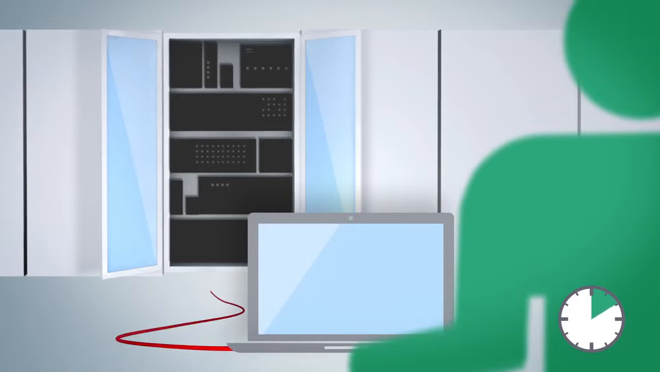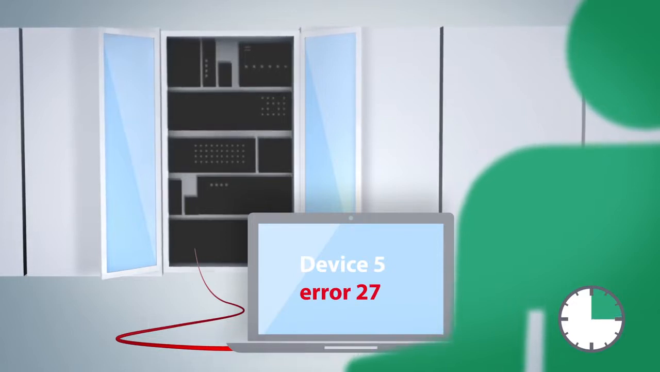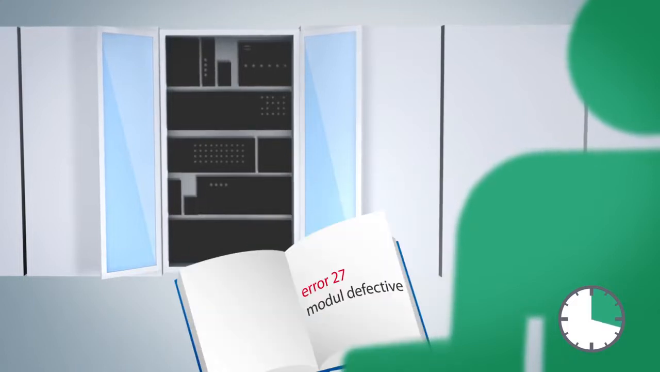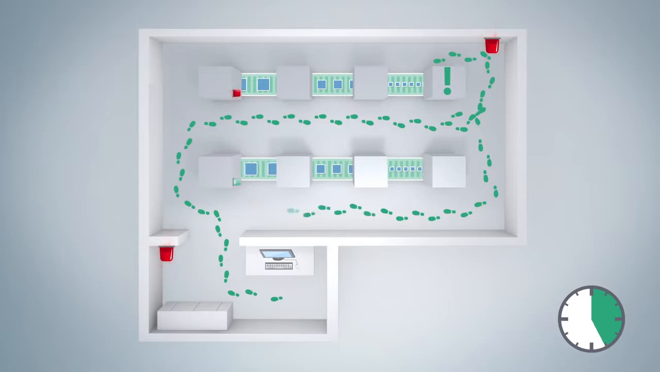To read out the error message, you connect the PC to the machine. But what does device 5 error 27 mean? The cause is listed in the manual from the manufacturer. The module is defective. But where is device 5? The device is located in the 3rd control cabinet, and you can get a suitable replacement module from storage.